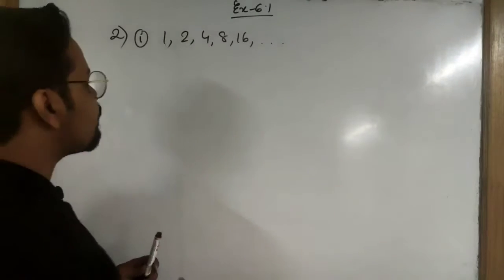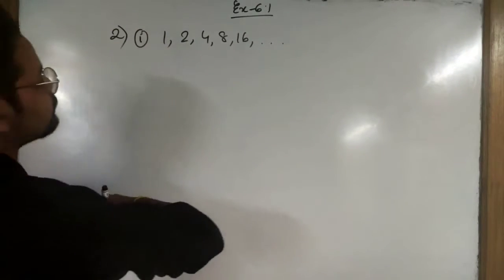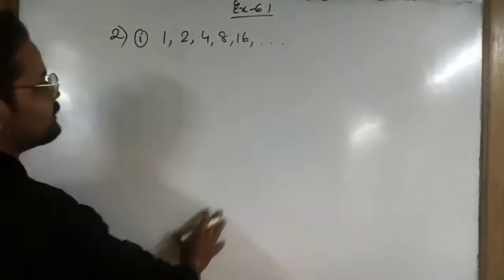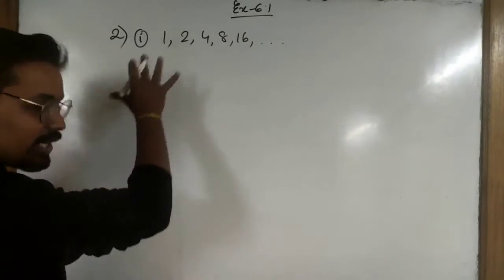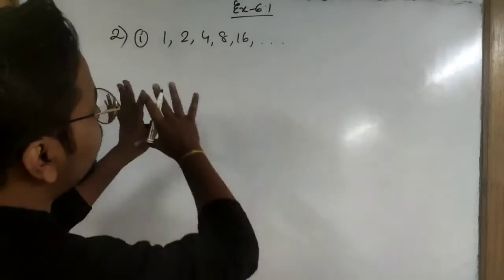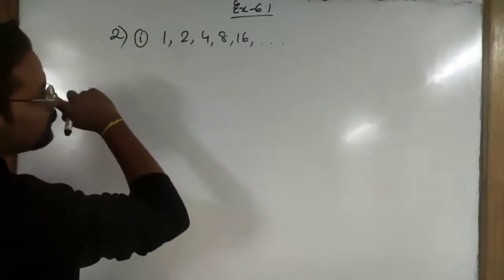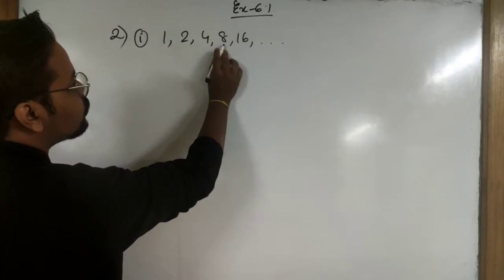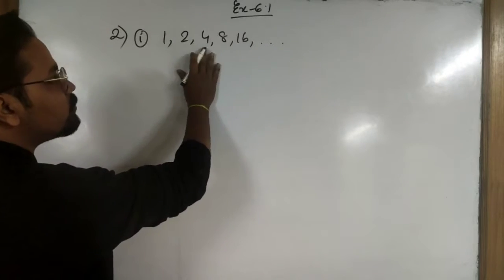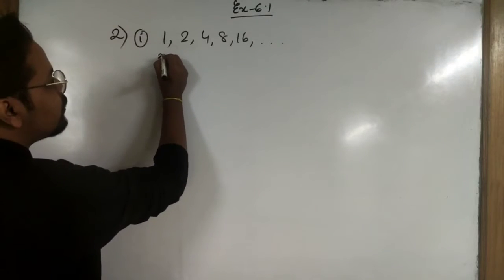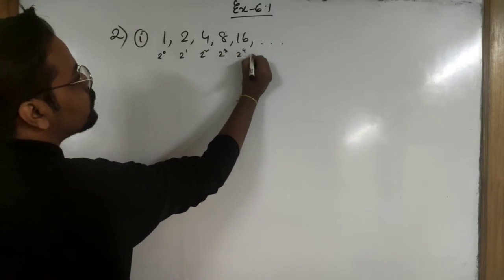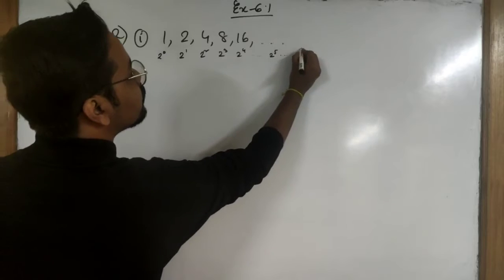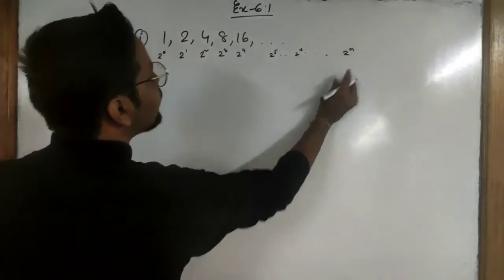So what do we have here? If you look into the sequence, just for your brief idea, before you start doing the sum, you can get an idea by looking at the sequence as well. If you look here, these are all powers of 2. This is 2 to the power 0, this is 2 to the power 1, this is 2 square, this is 2 cube, this is 2 to the power 4, and it will go on like 2 to the power 5, 2 to the power 6, and then up to 2 to the power n.